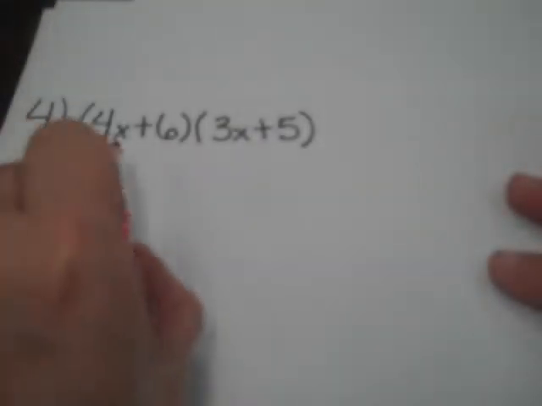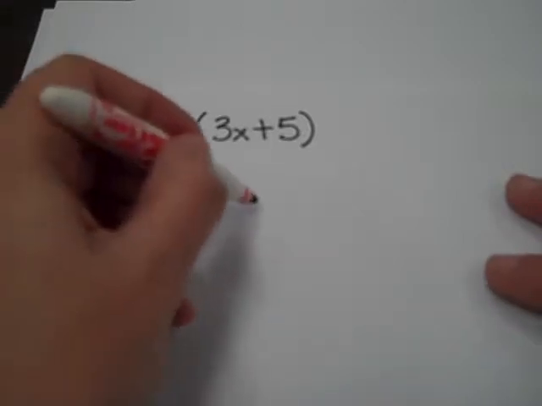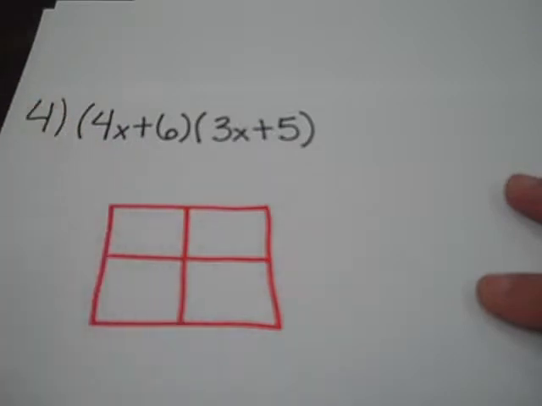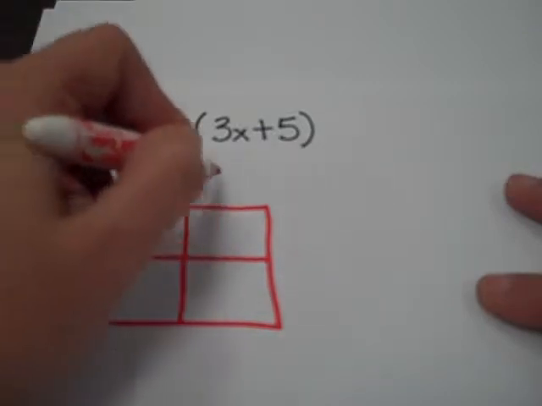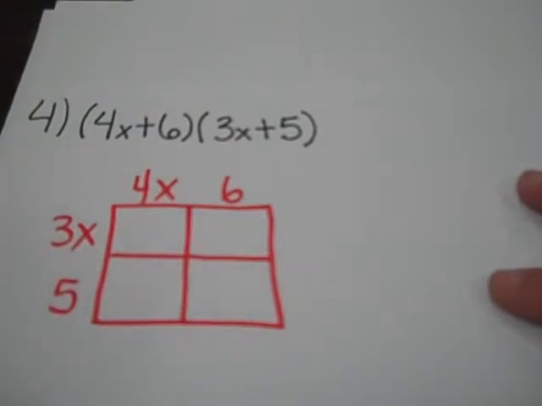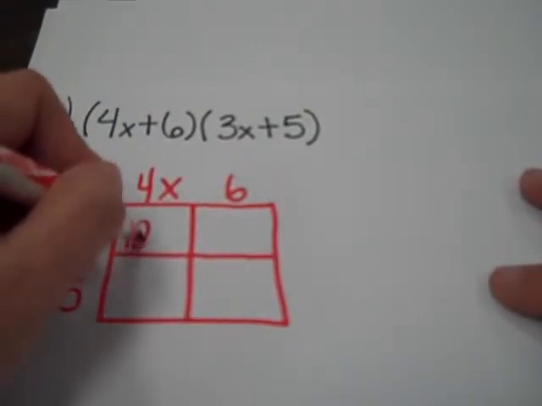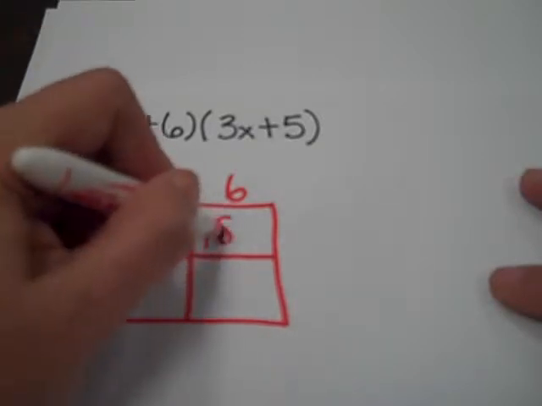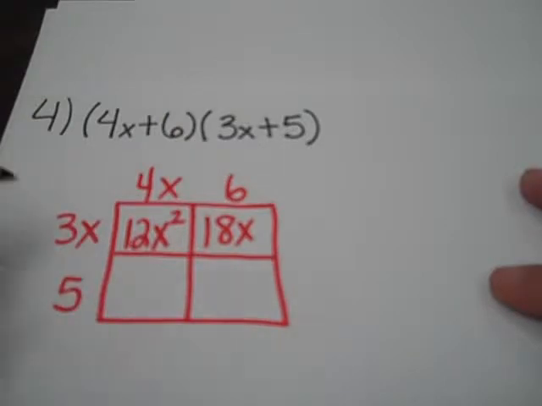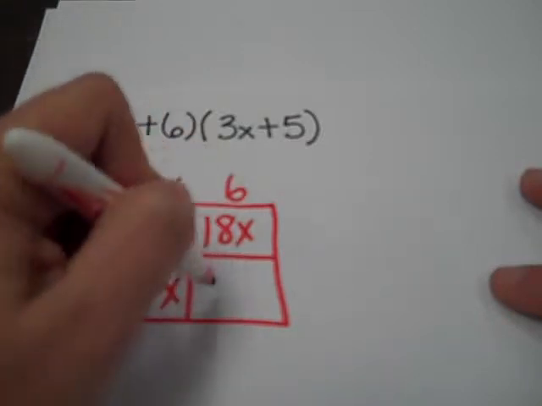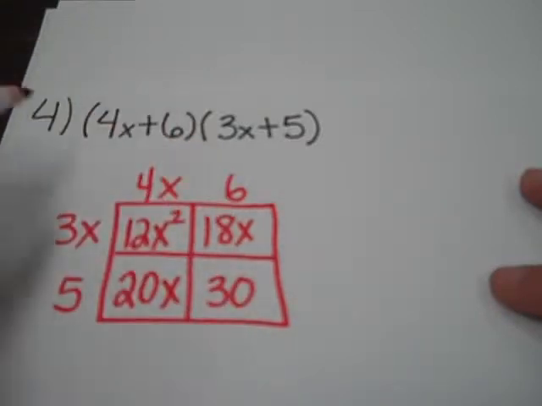Right, number 4 is a binomial times a binomial. 2 terms times 2 terms. 2 times 2 is 4. So I need 4 boxes. I have 4x plus 6 and 3x plus 5. 3x times 4x is 12x squared. 3x times 6 is 18x. 5 times 4x is 20x. And 5 times 6 is 30.